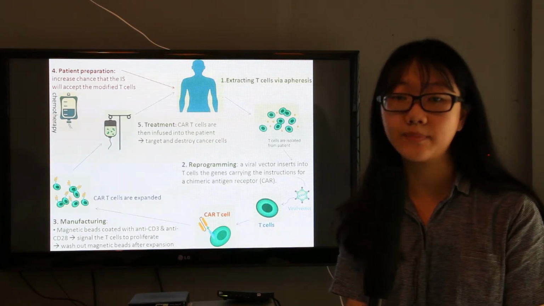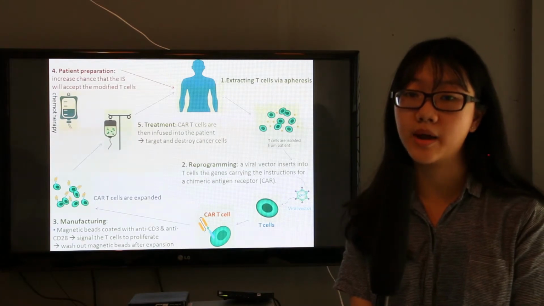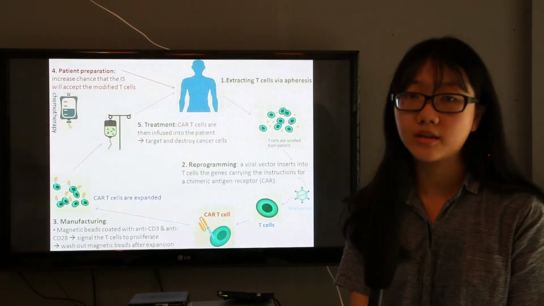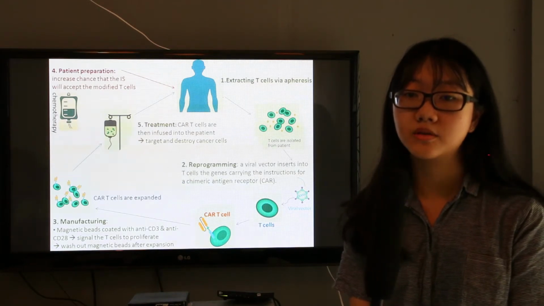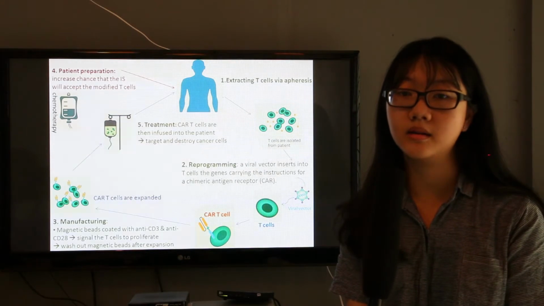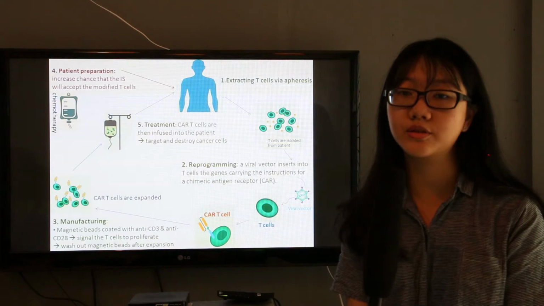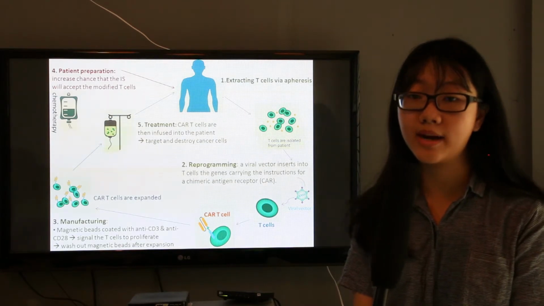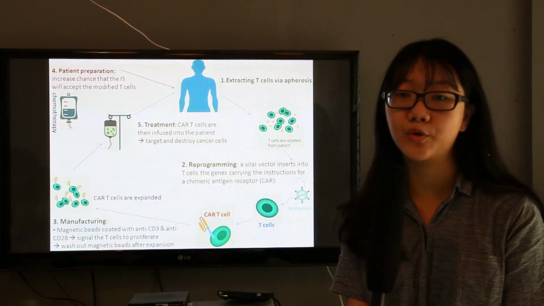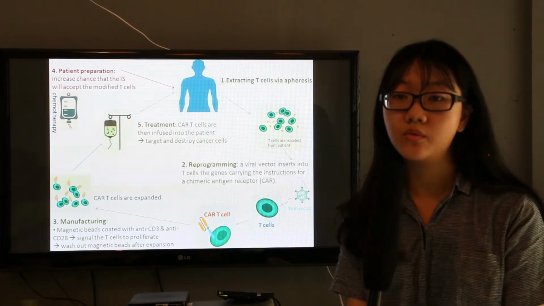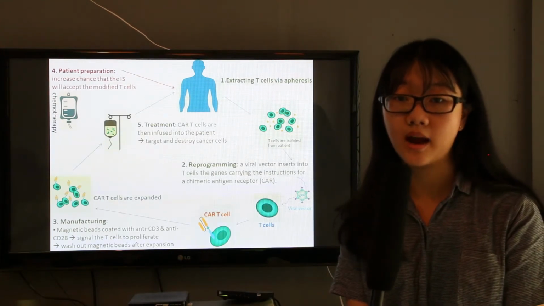And the third step is manufacturing. To elicit a powerful response in patients, we need to return many more reprogrammed T cells than we took out. So CAR T cells are expanded in a bioreactor with the help of magnetic beads coated with 2 antibodies, anti-CD3 and anti-CD28, that signal T cells to proliferate. After expansion, which takes about 10 days, the magnetic beads are washed out.